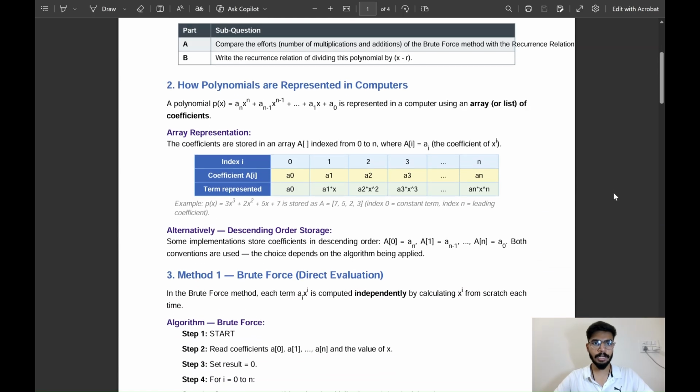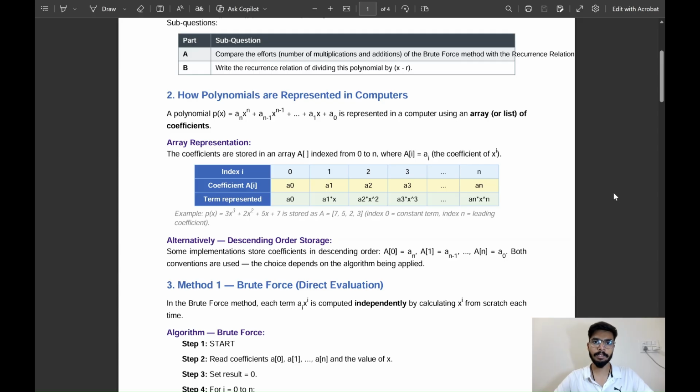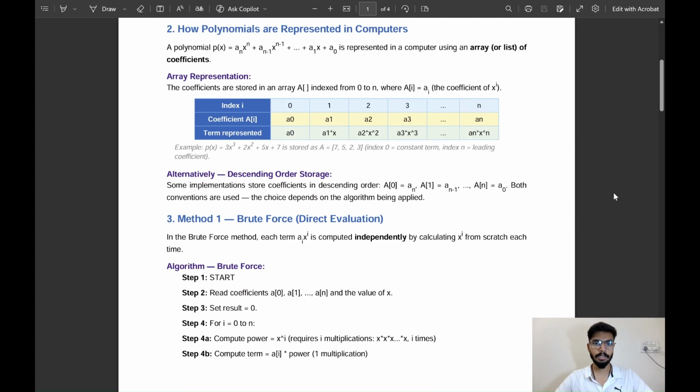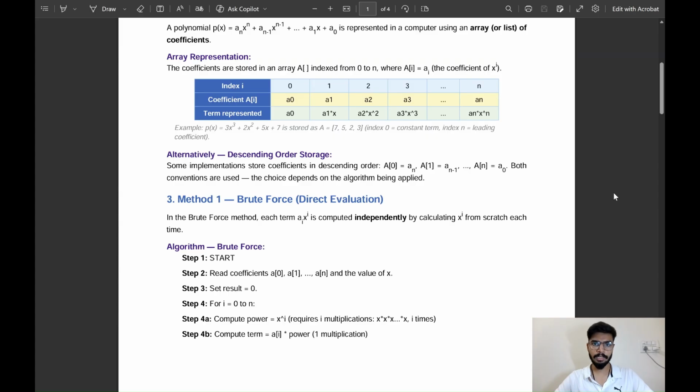So let's start and see how polynomials are represented in a computer. The polynomial P(x) = a_n x^n + a_(n-1) x^(n-1) + ... + a_1 x + a_0 is represented in a computer using an array or list of coefficients. In the table, index i runs 0, 1, 2, 3 till n, with coefficients a_0, a_1, a_2 till a_n, and the terms are a_0, a_1 x, a_2 x squared, a_3 x cube, like a_n x^n.